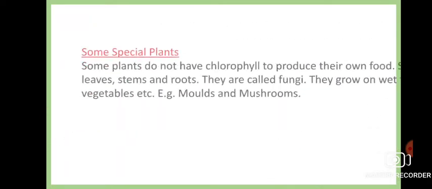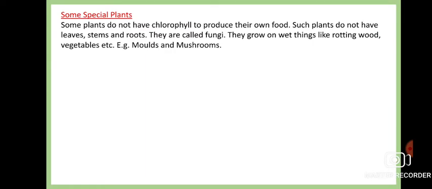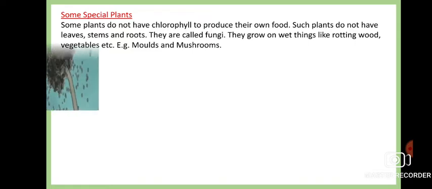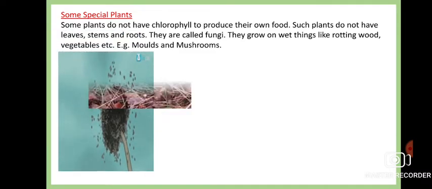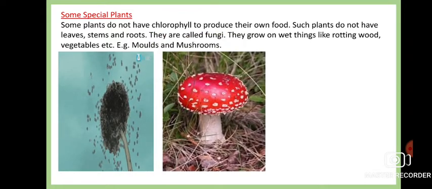Okay, next is some plants that do not have chlorophyll to produce their own food. If plants don't have chlorophyll, they cannot photosynthesize, because chlorophyll is the ultimate material which every plant requires to produce its own food. These plants do not have leaves, stems or roots, they have nothing. So they are called fungi.